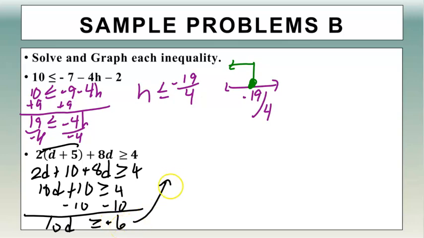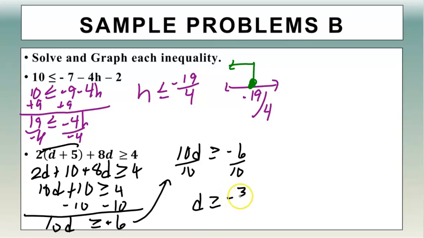I'm going to put this up here so I have more room. So 10d is greater than or equal to -6. Divide everything by 10 on both sides. We now have d is greater than or equal to a negative. Divide that by 2/2. That will be 3/5. And then on a number line, we got -3/5 here. Filled in circle because it can equal it. Greater than means it goes to the right.